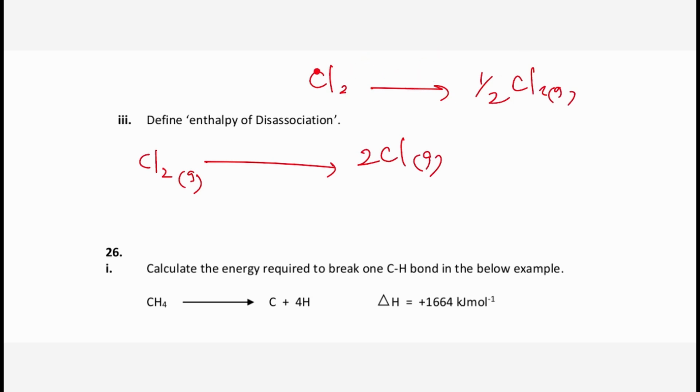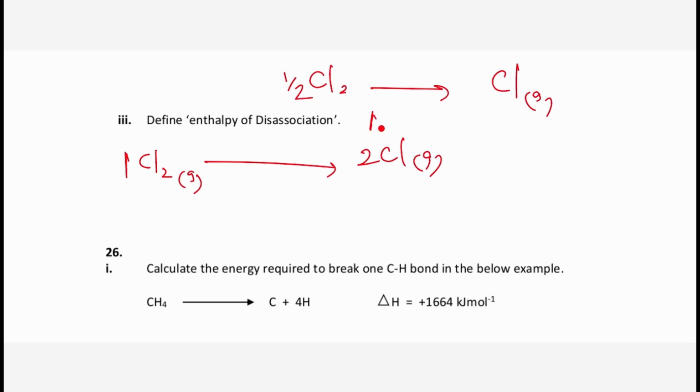So in atomization, it is 1 mole of gaseous atoms you're forming. That means you're forming 1 mole of gaseous atoms from its constituent elements under standard conditions. What I've written above is the enthalpy of atomization of chlorine, and what I've written below is the enthalpy of dissociation of chlorine. In both situations you're breaking bonds, but in dissociation you're breaking 1 mole of substance to form free gaseous atoms, and in atomization we are forming 1 mole of gaseous atoms from its constituent elements under standard conditions.